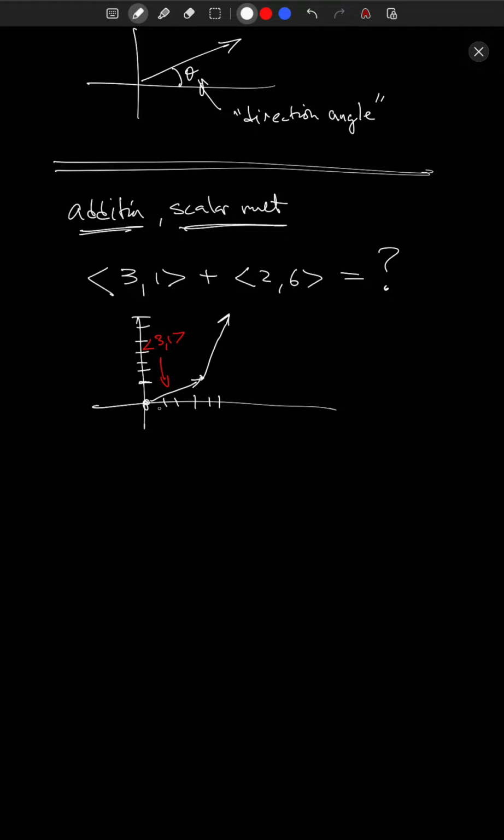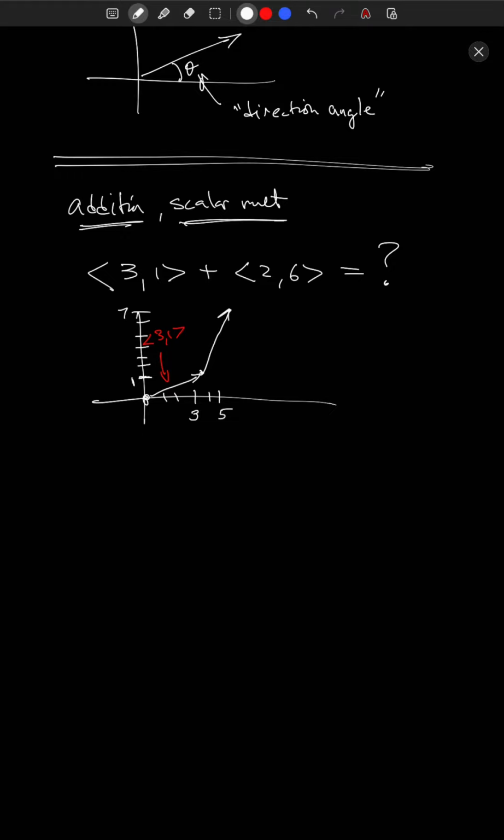2 more spaces to the right. I've already moved 3 spaces, so 2 more is going to be 5. In terms of the vertical, I went to 1 with (3, 1), and then I added 6 more upwards, so that got me to 7. So ultimately what I see is the sum, the vector that goes from the tail all the way to the head. And that position right there is exactly (5, 7). So this sum vector right there is (5, 7).